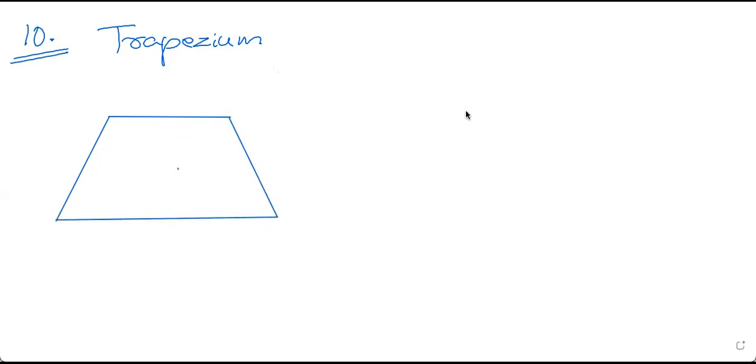So here we have a trapezium. Any trapezium. This is not necessarily an isosceles trapezium. In any trapezium, it is a quadrilateral, and one pair of opposite sides has to be parallel. So in this case, if we say that the vertices are A, B, C, and D, and AB is parallel to CD, these are the opposite sides which are parallel to each other.